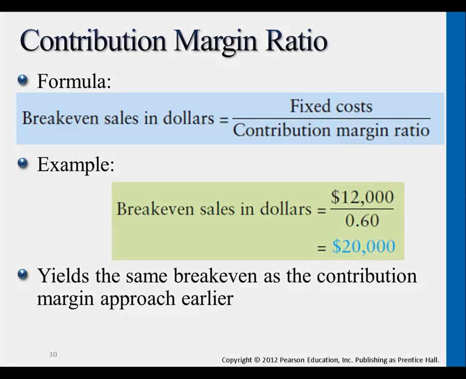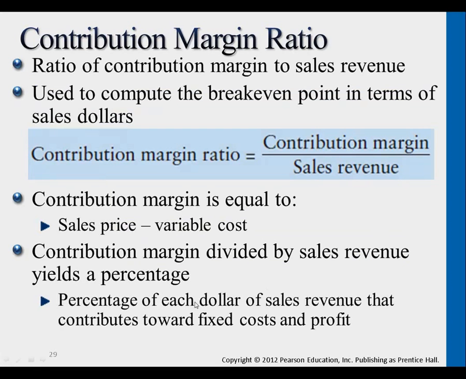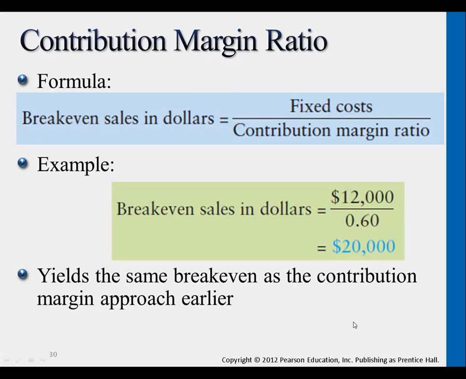Just as we said, it means that for each dollar, Greg's sales contribute 60 cents to fixed costs and profits, right? Percentage of each dollar of sales revenue that contributes toward fixed costs and profits. So here's an example to you. That's what it means. Each dollar of Greg's sales contributes 60 cents to his fixed costs and profits.